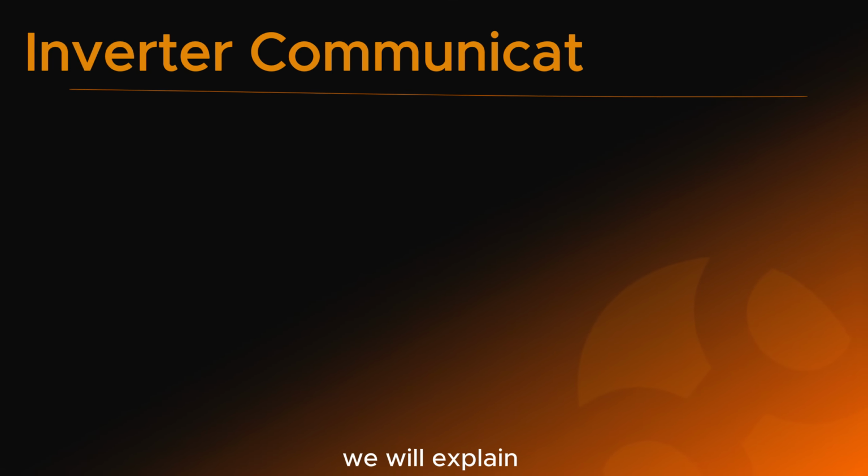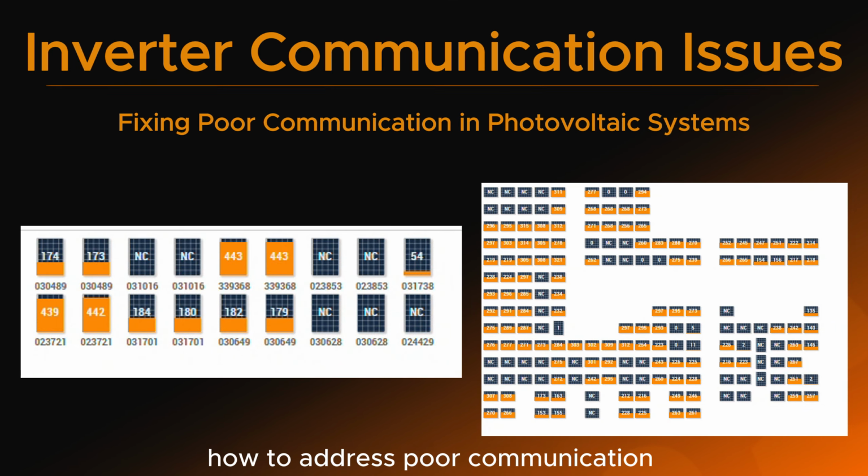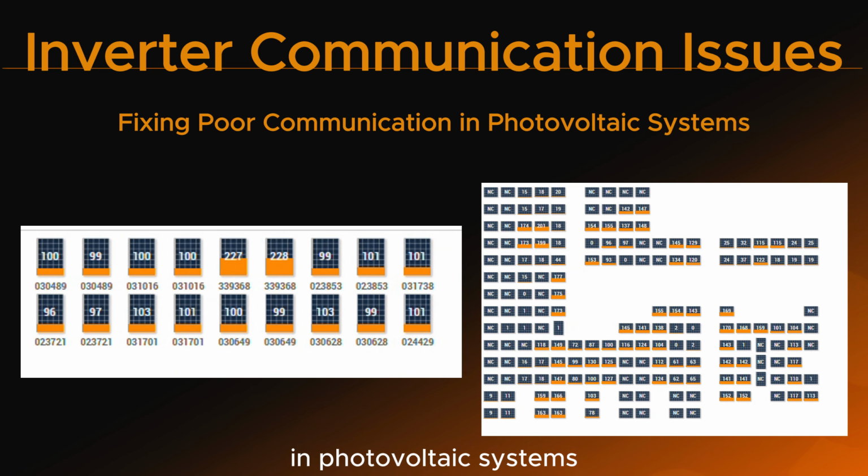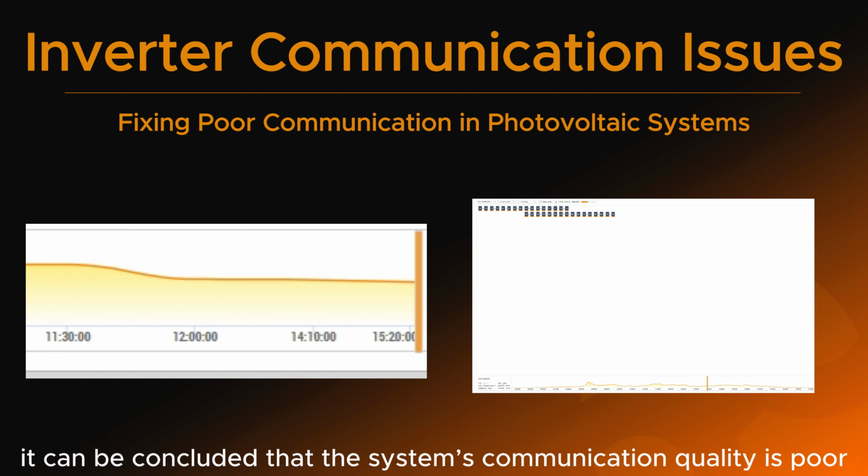In this video, we will explain how to address poor communication in photovoltaic systems. If the EMA system's data interval exceeds 1 hour, or if the inverter frequently delays data from the previous frame, it can be concluded that the system's communication quality is poor.